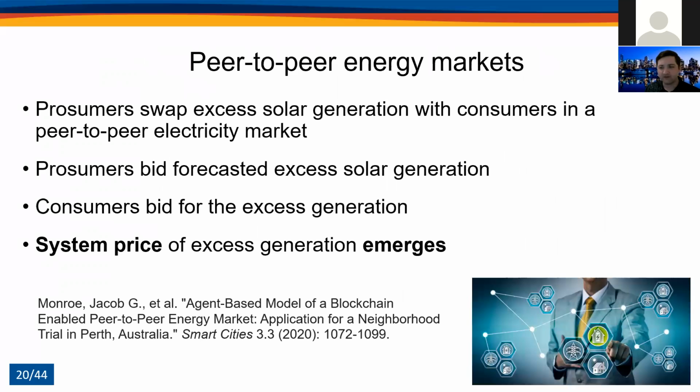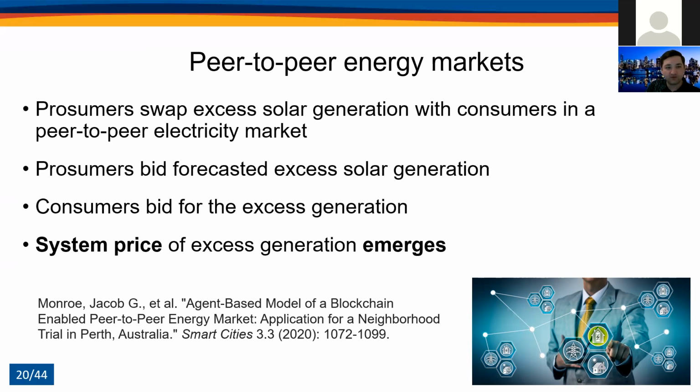Okay. Now, something I've done more recently is using ABM and applying it to peer-to-peer energy markets. And this is a system where prosumers are going to swap excess solar generation with consumers in a peer-to-peer electricity market, right? So prosumers bid their forecasted excess solar generation for an upcoming 30-minute period, and consumers will bid for that excess generation. And what we're looking for from an ABM perspective is, how does the system price of that free market emerge from the socio-technical dynamics in the peer-to-peer market?